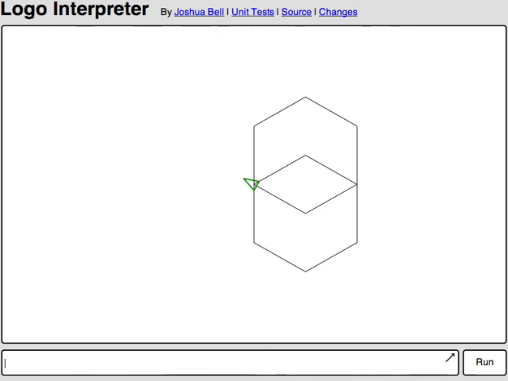So that is a basic programming language for you here called Logo. There's much more to it, and hopefully you can go to this interpreter by Joshua Bell and try some more stuff and get an idea of what a programming language actually is.